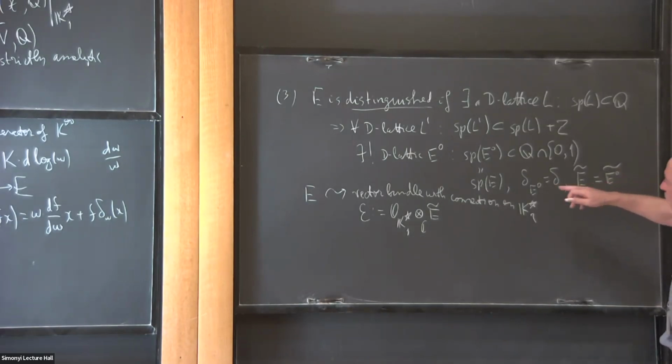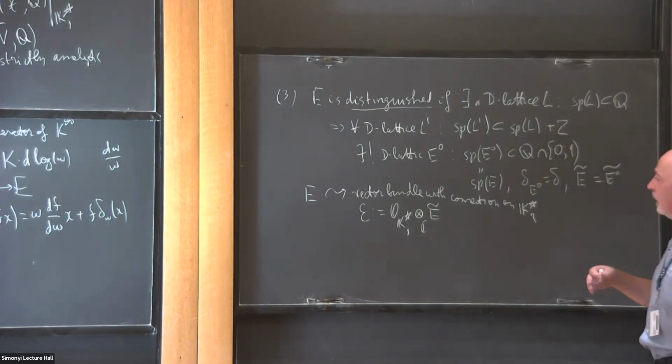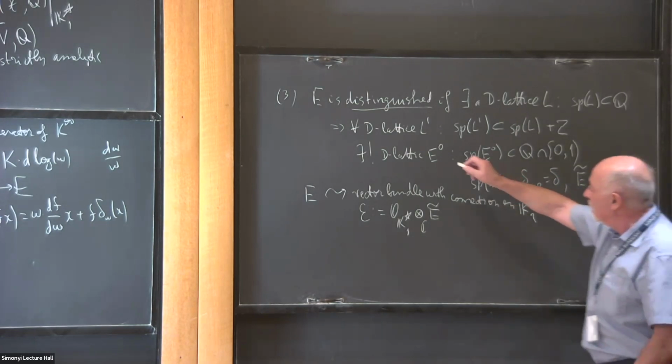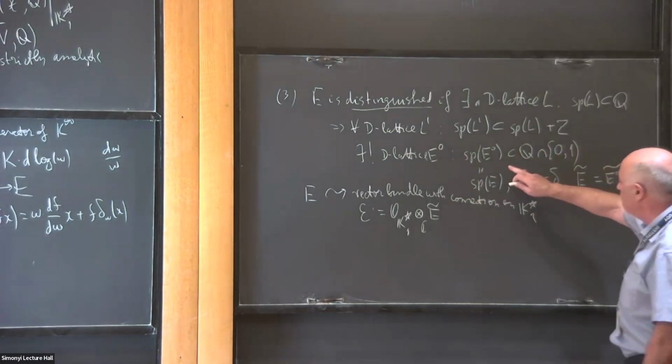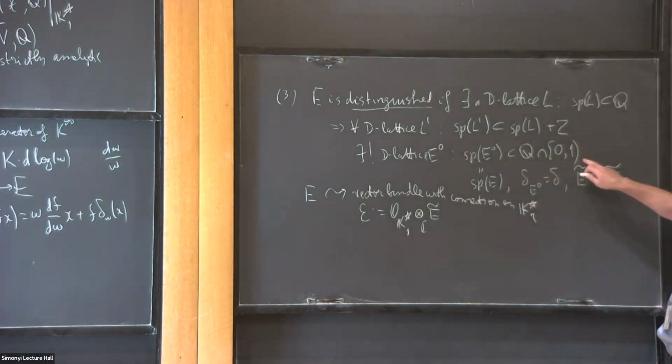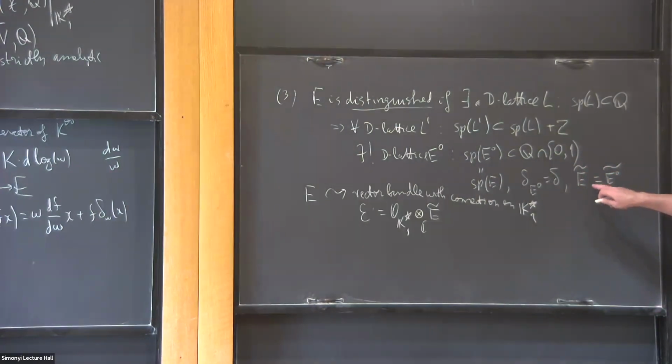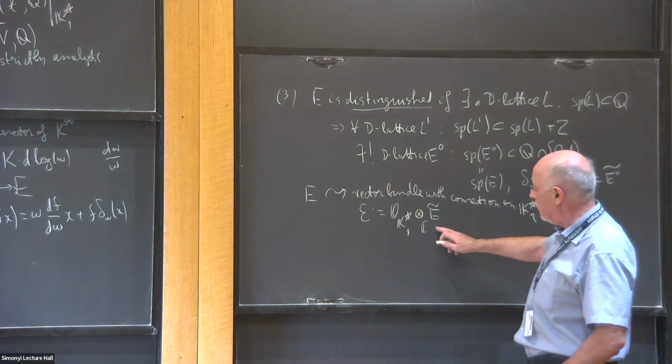This means that E naught is the lattice whose spectrum is a subset of the unit interval, and E tilde, the residue space of E, is a quotient of this lattice by the submodule generated by the maximal ideal. It's a C vector space. And so we just take the tensor product.